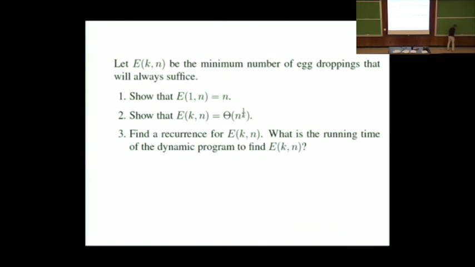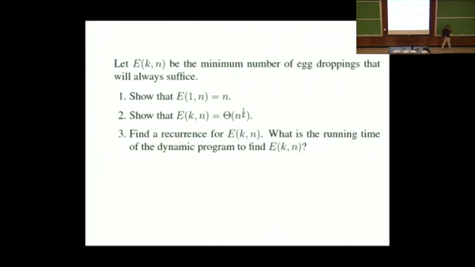So what if I now say the min over all floors from 1 to n? Okay? This is now my recurrence. Let's make sure we understand it. Where am I going to toss the egg off? I'm going to toss it off on the floor that costs least total, right?